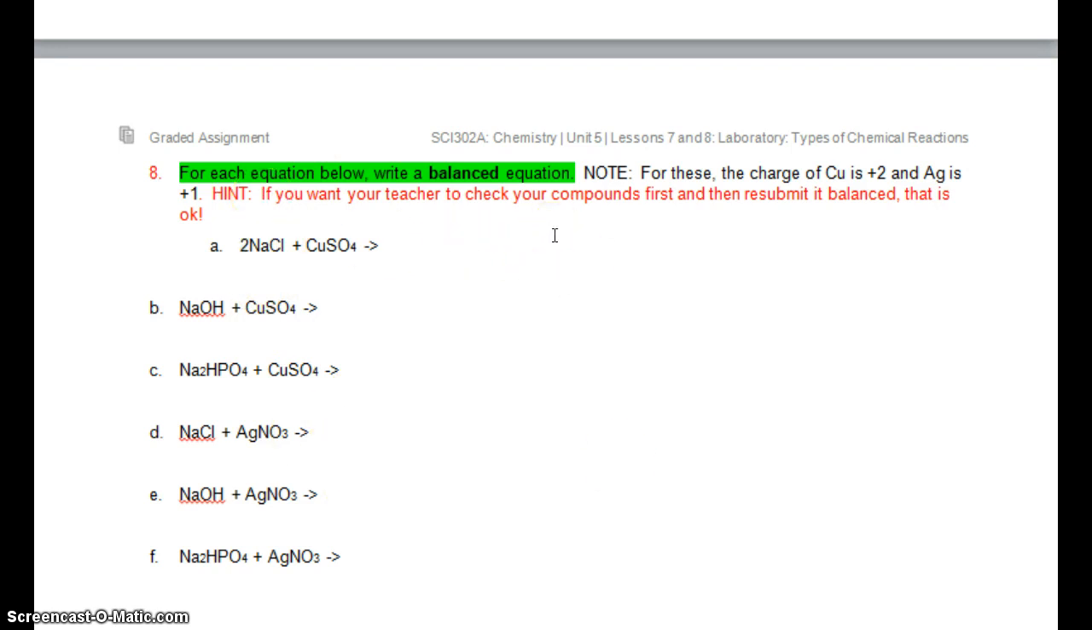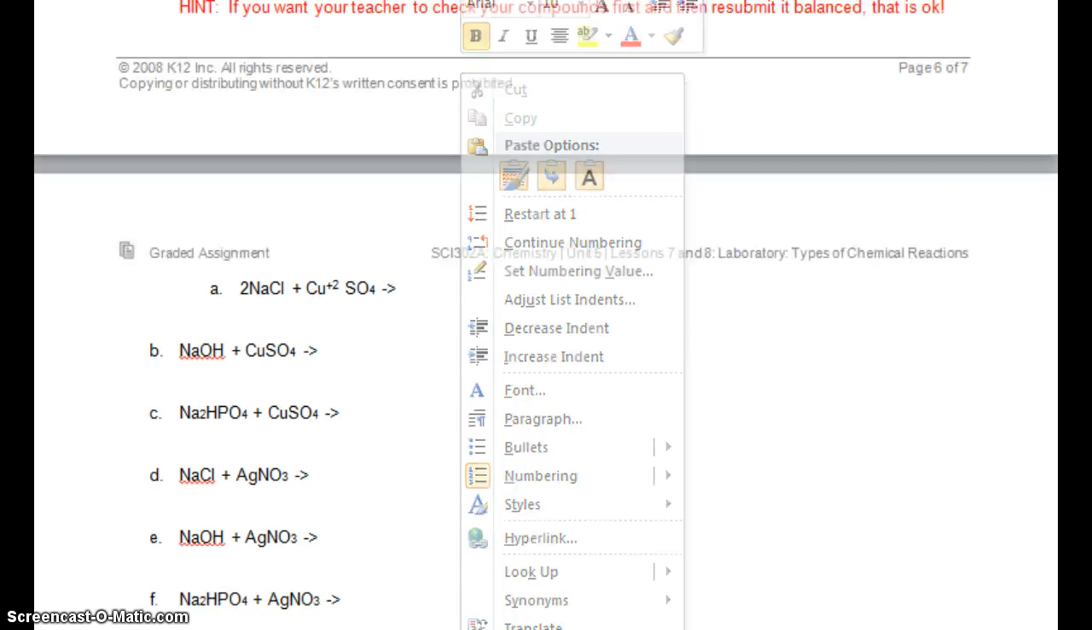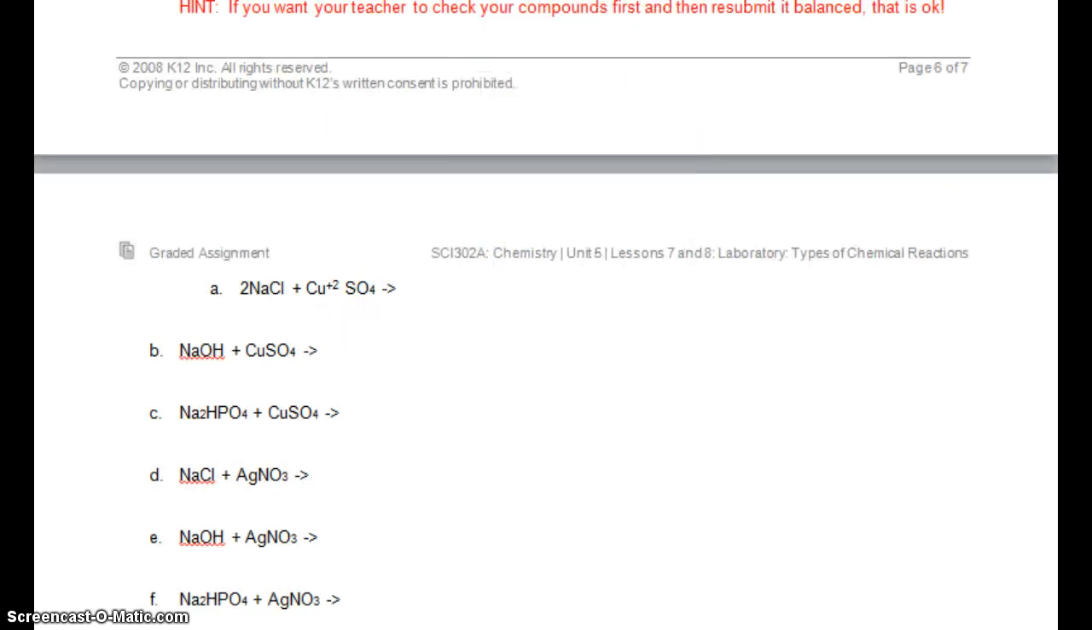All right, so we have NaCl plus CuSO4. And it says right here, for these, the charge of copper is +2. So that one I gave you. And sulfate is on our list of polyatomic ions. And so we know that that one has a charge of -2. And now we have to look at our periodic table for the charges of sodium and chlorine.